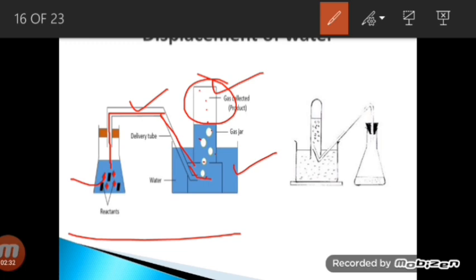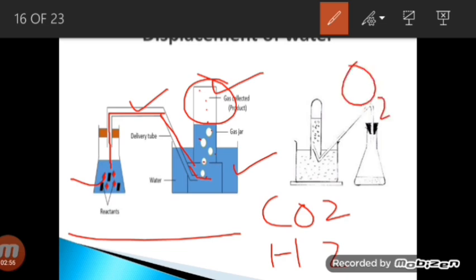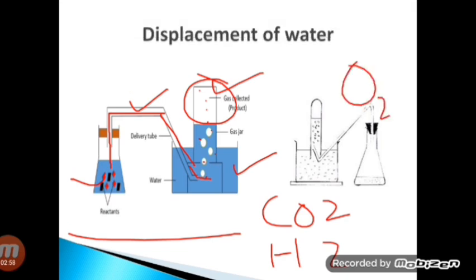So always remember, this experiment is suitable for all those gases which are insoluble in water or slightly soluble in water. Now what are those gases which are insoluble or slightly soluble in water? Some of the most common examples are carbon dioxide, hydrogen and oxygen. These are slightly soluble or somehow insoluble in water. Come towards the next method.